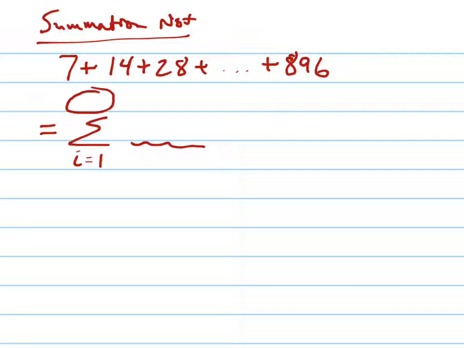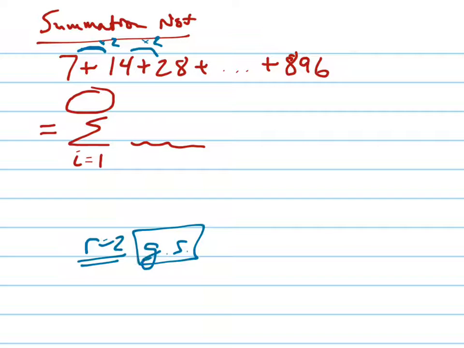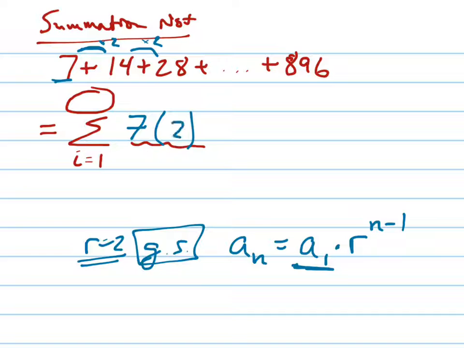That's summation notation. If you'll notice the sequence that I have, I multiply by 2 each time to get to the next one. So that's the classic r equals 2 for a geometric sequence. Your formula is a sub n equals whatever your first term is times r to the n minus first power. I know what a sub 1 is, it's 7, so I'm going to write 7. I know what r is, it's 2, so I'm going to write 2.